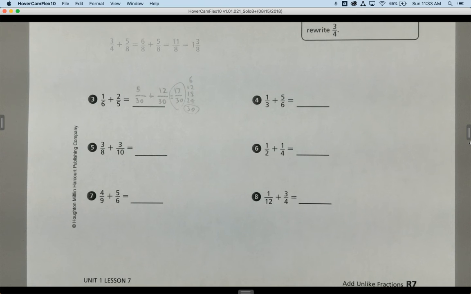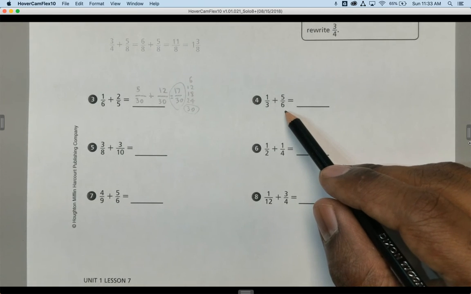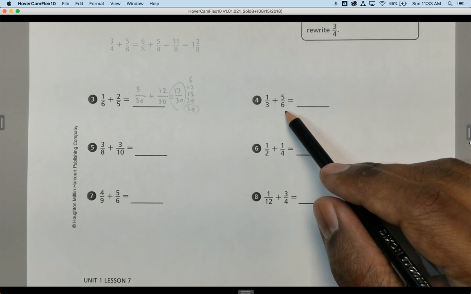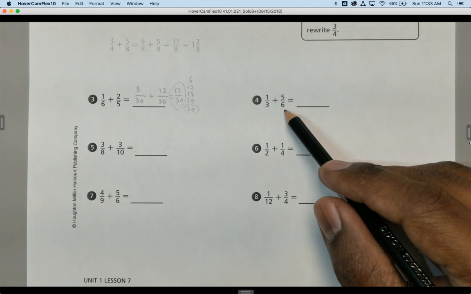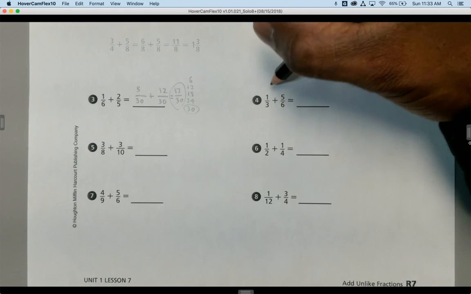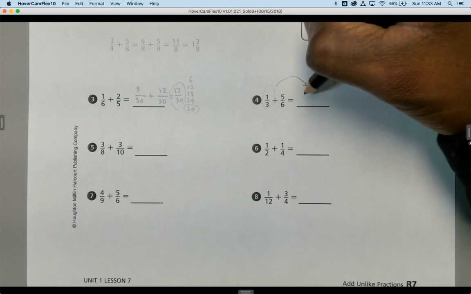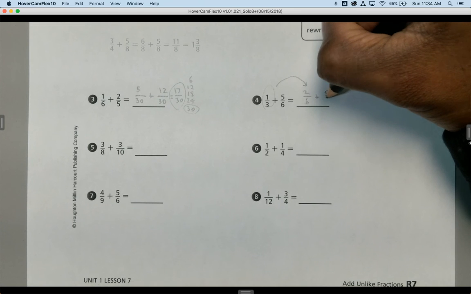Moving on. 1/3 plus 5/6. The larger of these two denominators is 6. Can 6 work for 3? Yes, it can. That's good news because that means 6 is my common denominator. I don't have to touch or change 5/6 at all. I just need to rewrite 1/3. 1/3, I'll multiply the bottom by 2 and top by 2. That's going to become 2/6 plus the 5/6 equals 7/6.